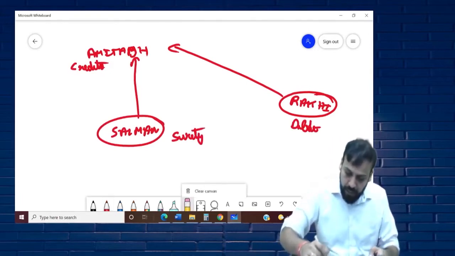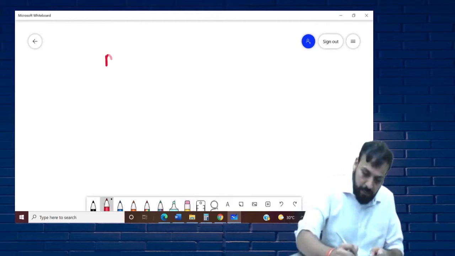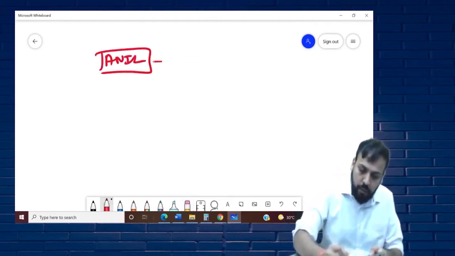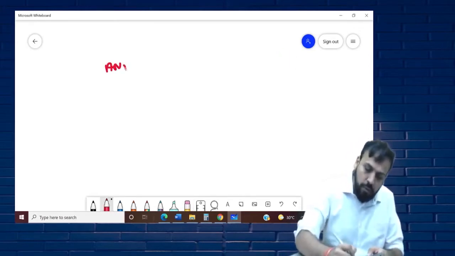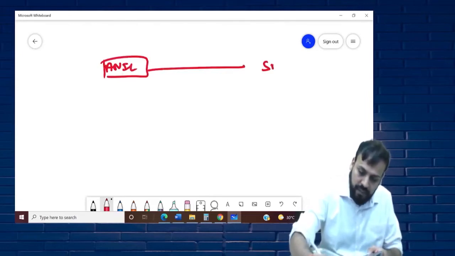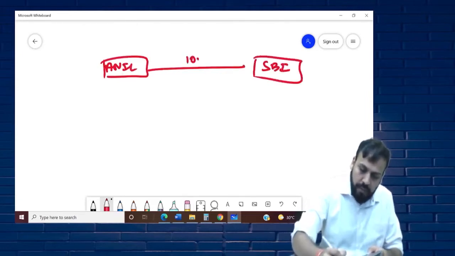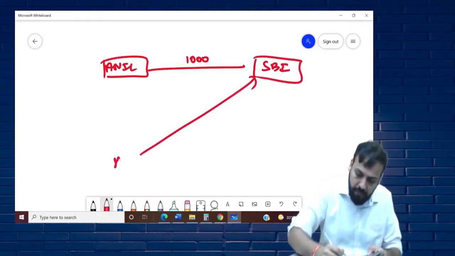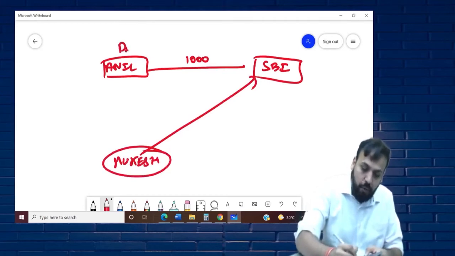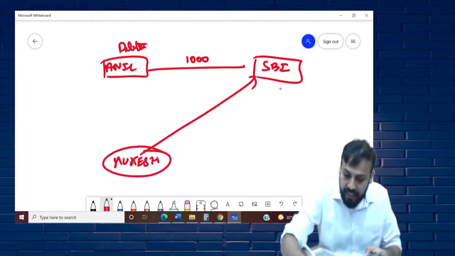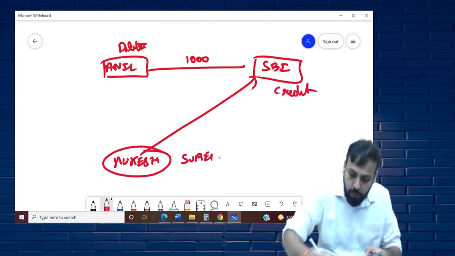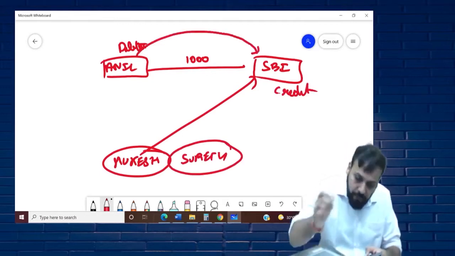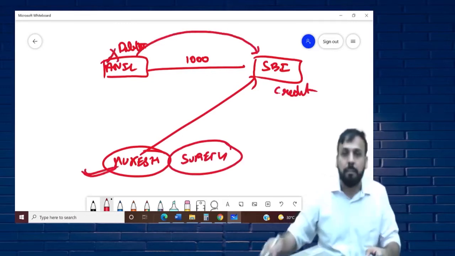Another example. Suppose Anil Ambani is in need of 1000 crore from State Bank, SBI. But State Bank is not sure. Mukesh Ambani tells them to give the money: if he does not pay, I will pay. So there are three parties. One is the debtor for whom the guarantee is given, State Bank is the creditor to whom the guarantee is given, and who gives the guarantee is the surety. First Anil Ambani is liable to pay. If he does not pay, then only Mukesh Ambani will pay.